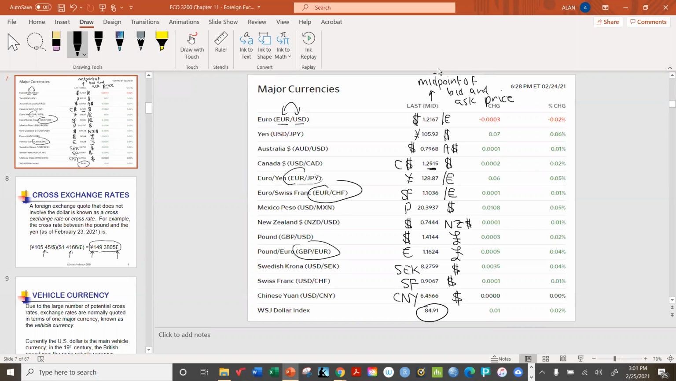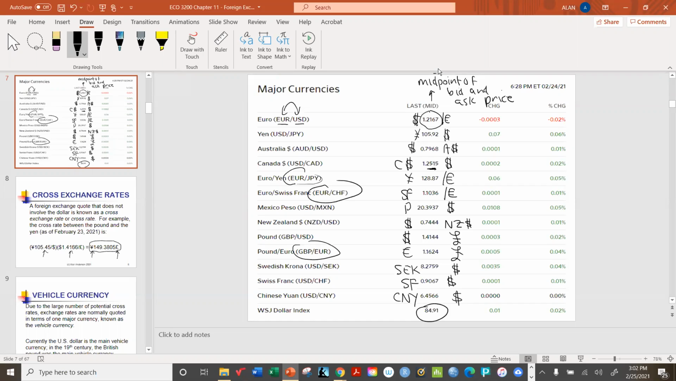So even with this number sitting here, if General Motors buys 100 million euros, their quote will be different than mine if I want to buy 100 euros. But this is the midpoint of the bid-ask spread. So in other words, this is how they quote these numbers. They take the bid-ask price, usually for very large transactions, and the average or midpoint of those two is what you're actually seeing here.